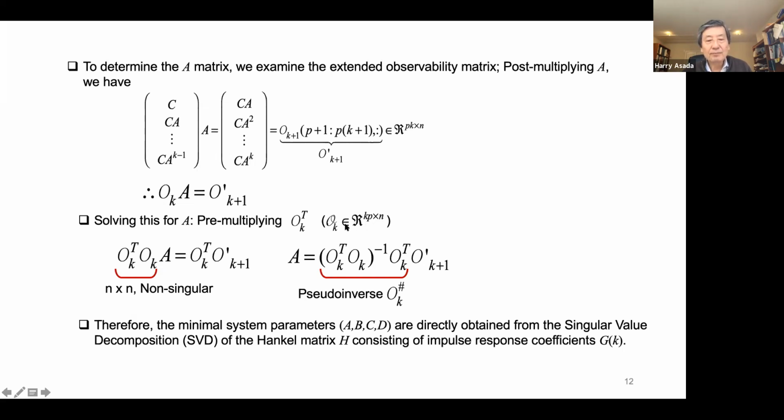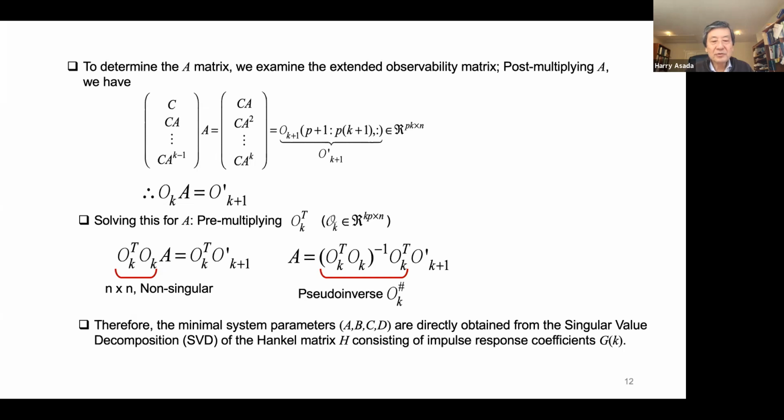Now, pre-multiplying this, you get this, and so the dimension is n by Kp, and then Kp by n. If you multiply these, you get n by n. And if the system is observable, this particular matrix becomes non-singular. So you can take the inverse of it, and A equals this inverse times this. This particular part is basically a pseudo inverse of O_K, right? So the pseudo inverse times O prime K+1 gives you the A matrix.